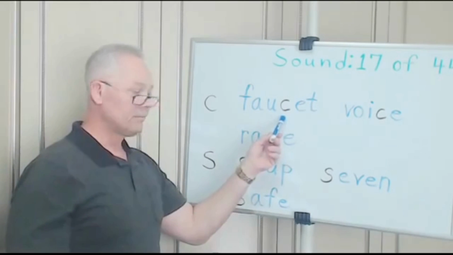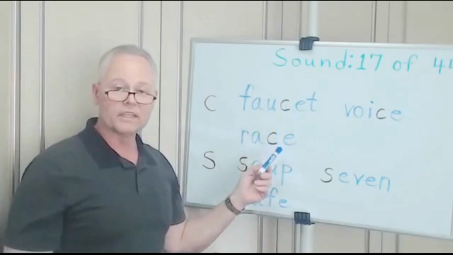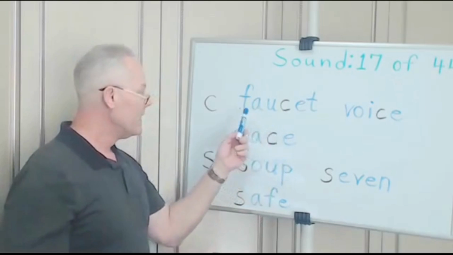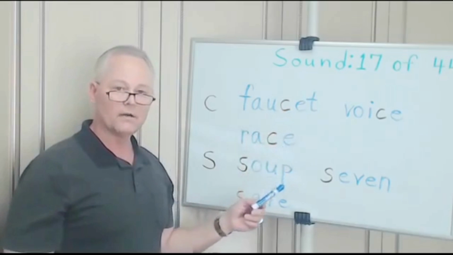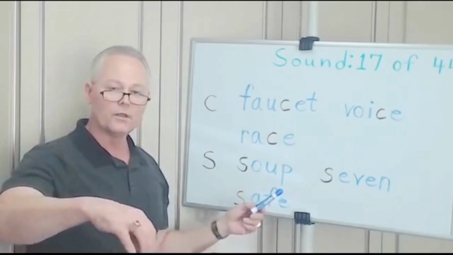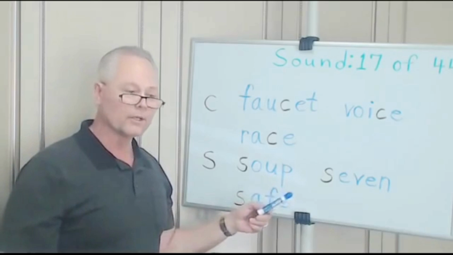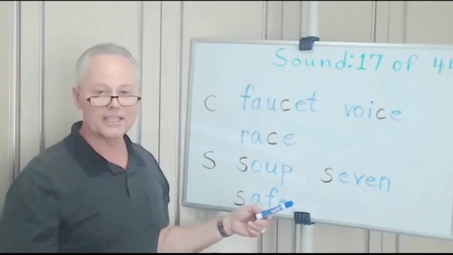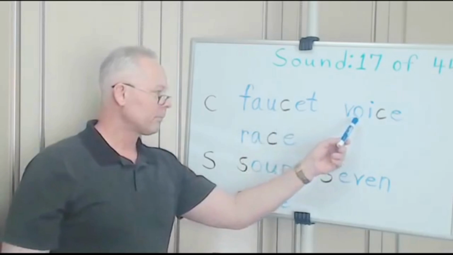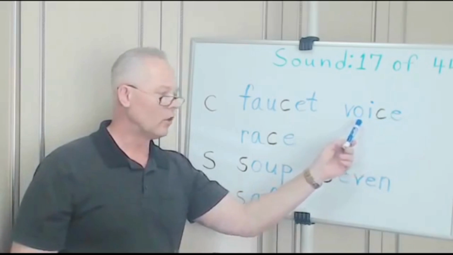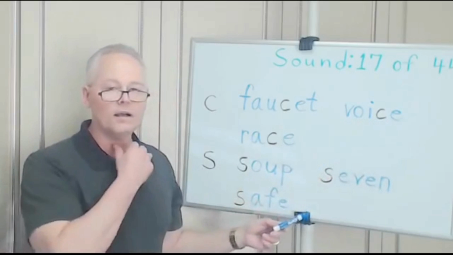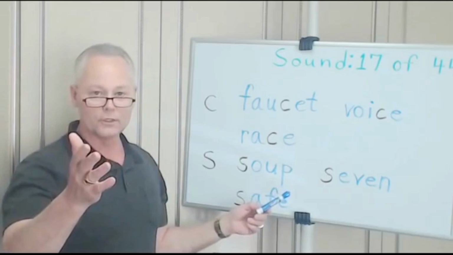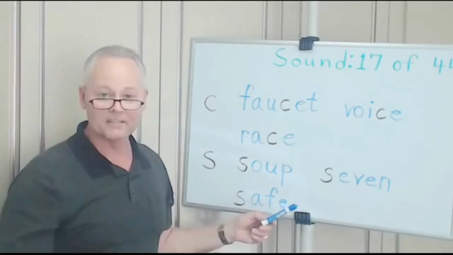Set. Now, sometimes C has more of a K sound. Here, it has more of an S sound, right? Faucet. A faucet. Something you turn the water on and off from your kitchen sink, the hose in your backyard to water your garden. Faucet. Voice. My voice. Is your voice higher or lower than mine?